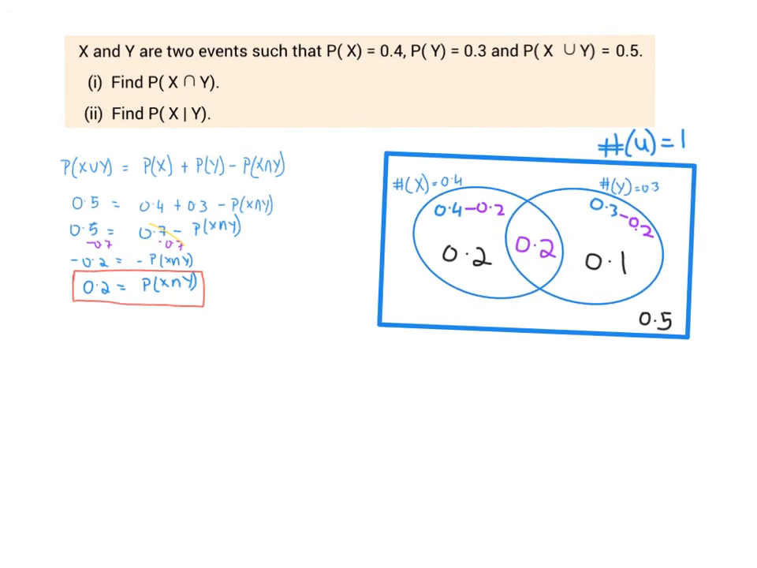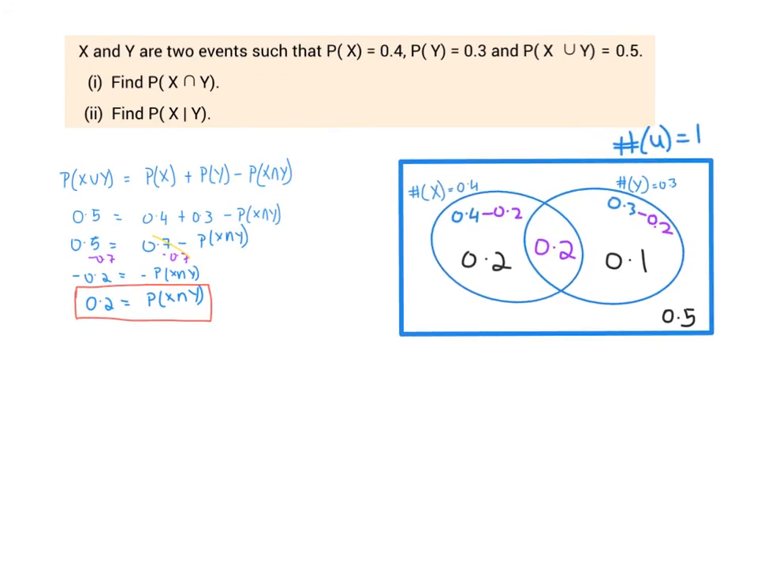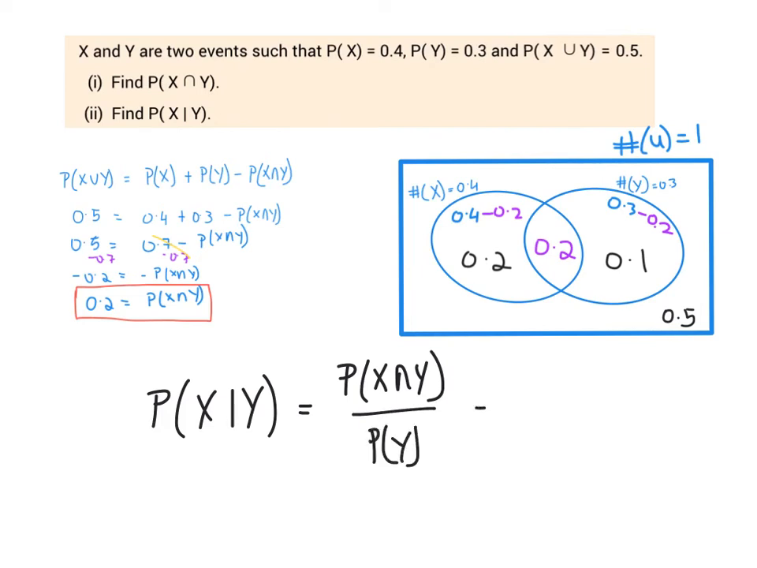Now let's very quickly do part 2, which is find P of x given y. Well, we know that that's equal to the probability of x intersection y over the probability of y, which we have here. The intersection is 0.2. Again, the probability of y is equal to the whole of it, so that's 0.3. And so our answer, multiplying top and bottom by 10 to get rid of the decimals, is 2/3.